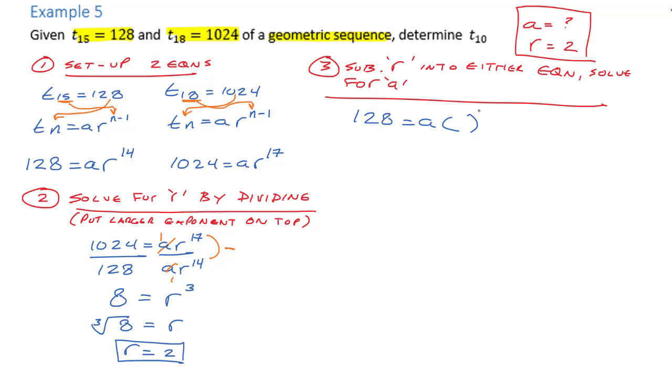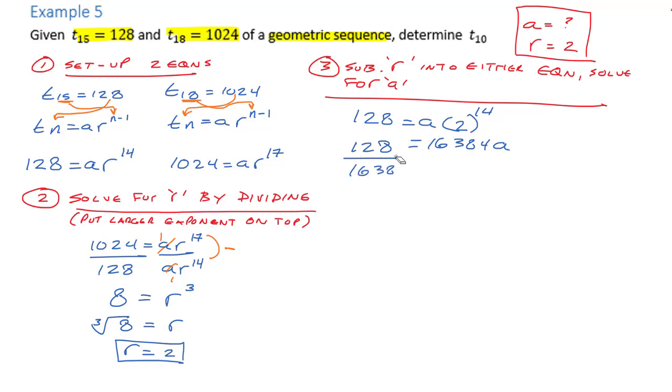We're going to replace R with 2, because we just found R is 2. So what do we got there? 2 to the power of 14 is going to give me 16,384. And again, no decimals here, okay? We want fractions for answers. No decimals accepted. All right, let's divide both sides by that amount.